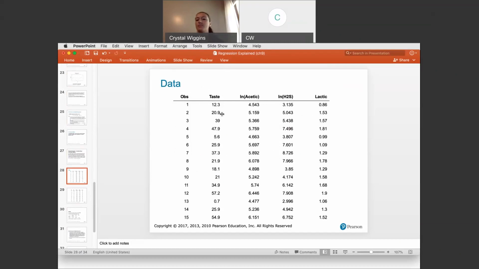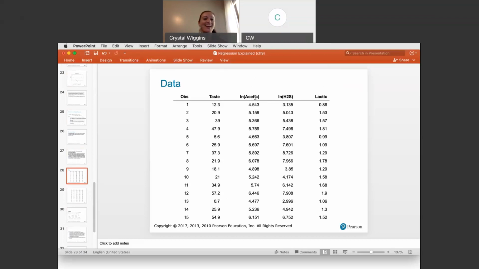I have no idea what scale these numbers come from, or what a taste of 20.9 means. Typically when we are analyzing data, it comes with what's called a data dictionary. That explanation would describe how the variables were collected and the units in which they are measured. In the case of taste, it would explain what kind of scale was used to determine the taste value and what it means. So we're seeing that we have three qualities: lactic, H2S, and acetic acid.